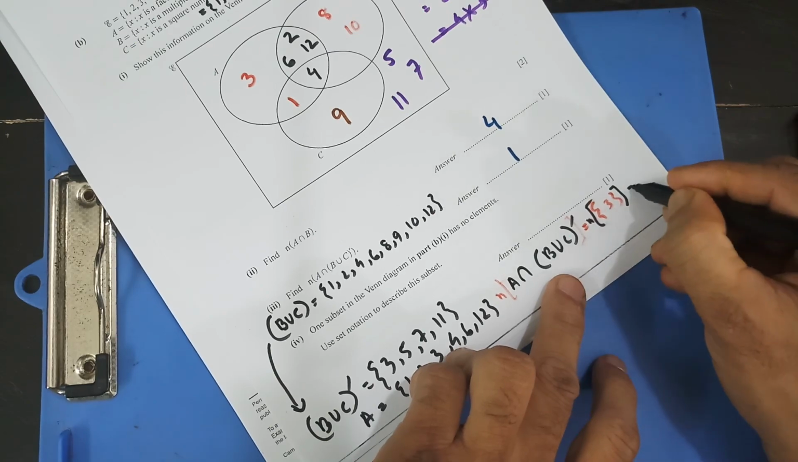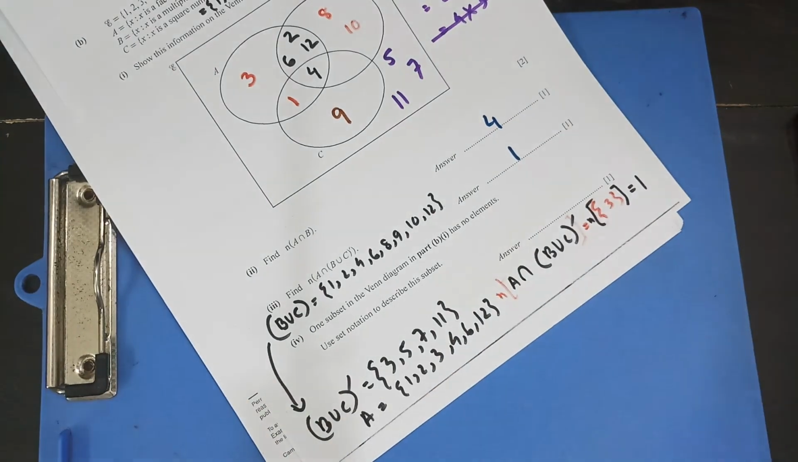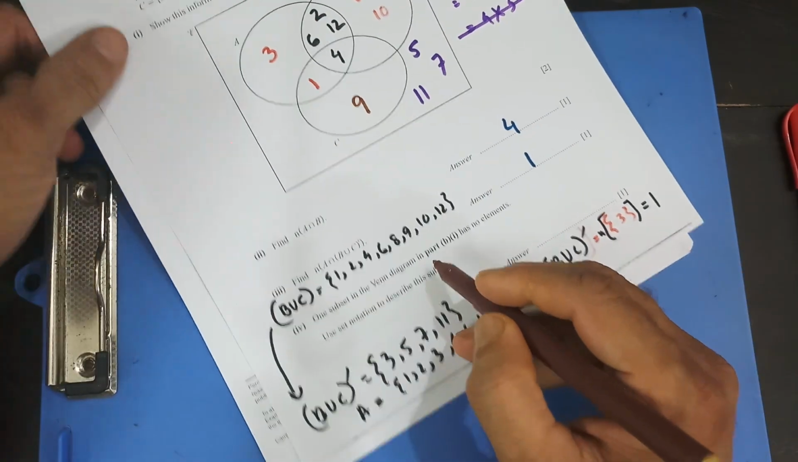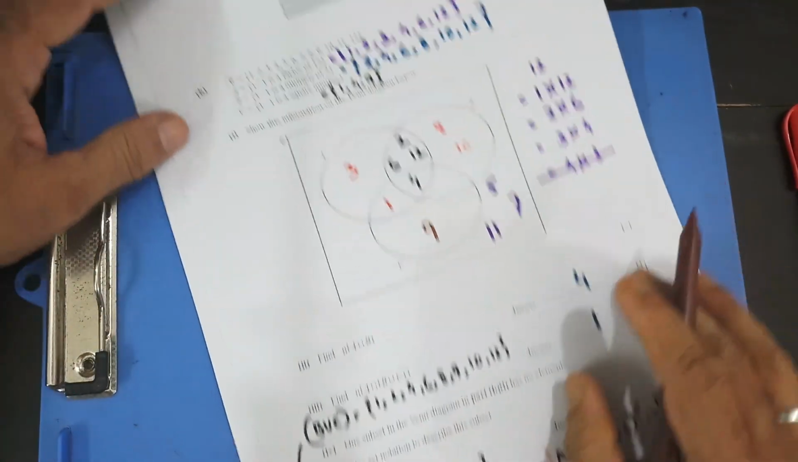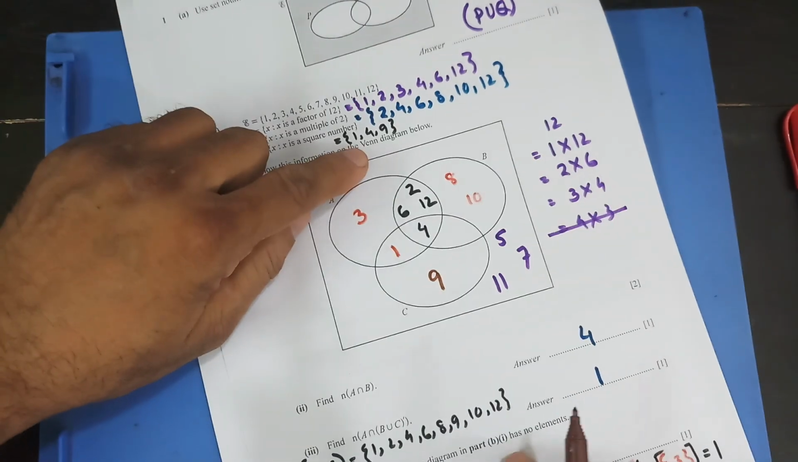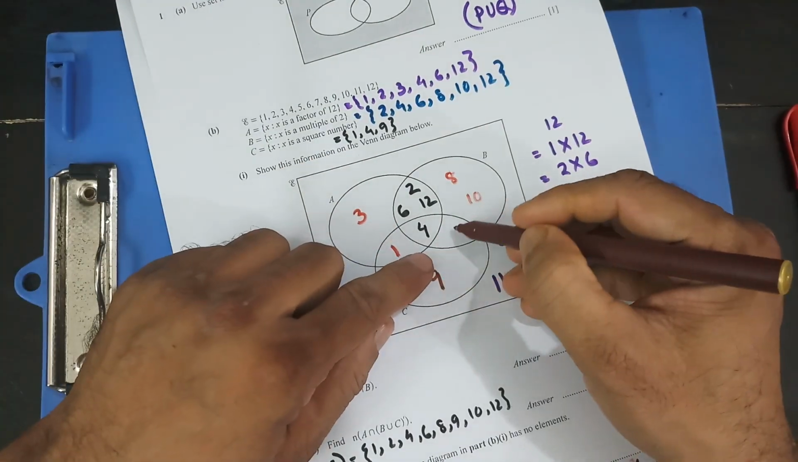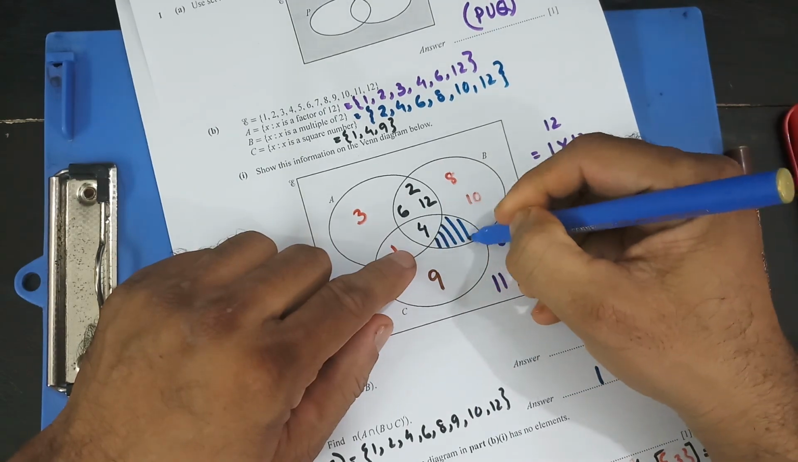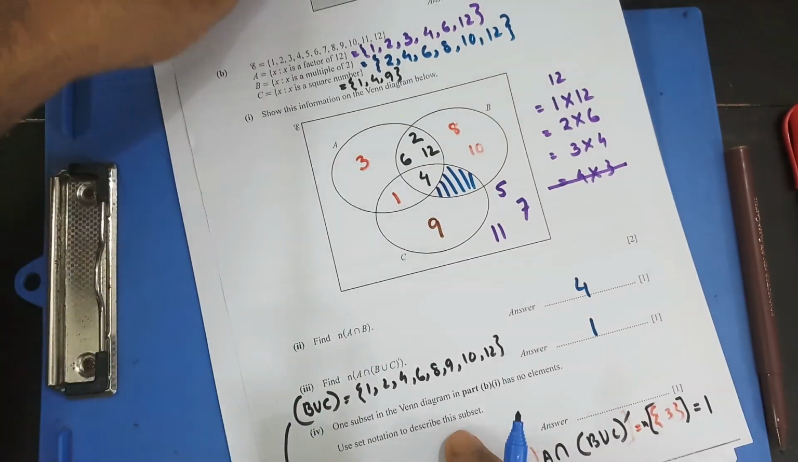So how many numbers are here? 1. So that answer is 1. I hope you can see that. Now, one subset in the Venn diagram in part B1 has no elements. I can see that this is the place where there are no elements. This is the region. Okay, and use set notation to describe this subset.